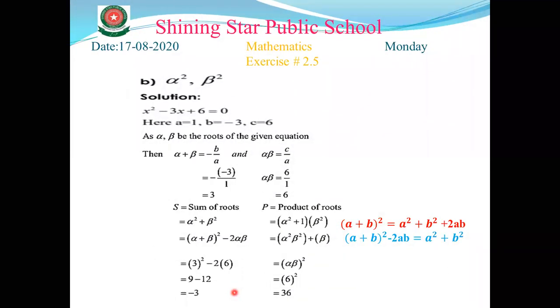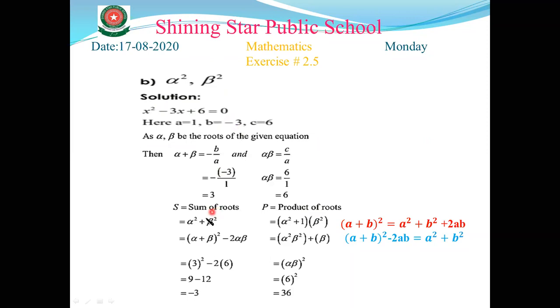Next is alpha square, beta square. Now, again, the equation is x square minus 3x plus 6 equal to 0. A is 1, B is minus 3, and C is 6. First of all, we find the sum of the roots. For finding the sum of the roots, minus B over A, which is minus minus 3, plus 3. So alpha plus beta is 3 and alpha beta is 6. Now the sum of these roots, alpha square plus beta square, and the product of the roots.